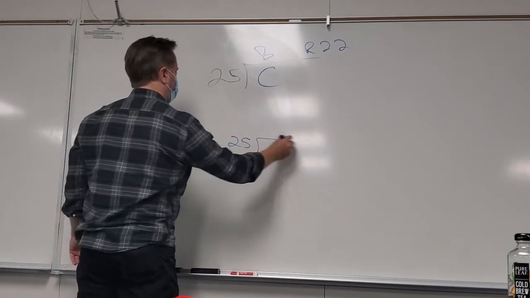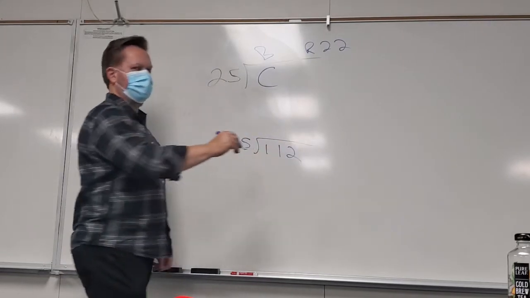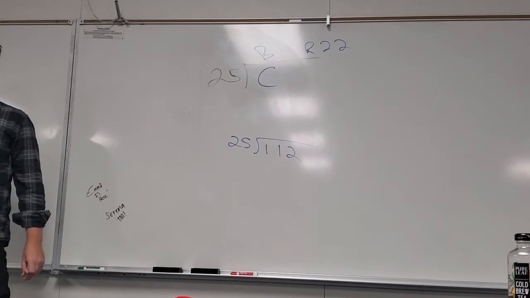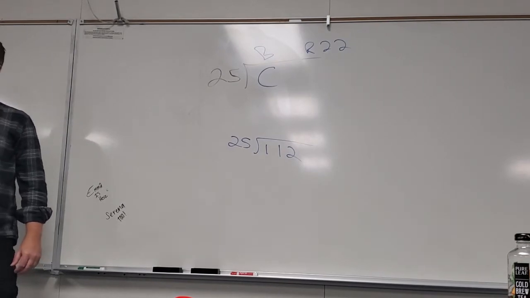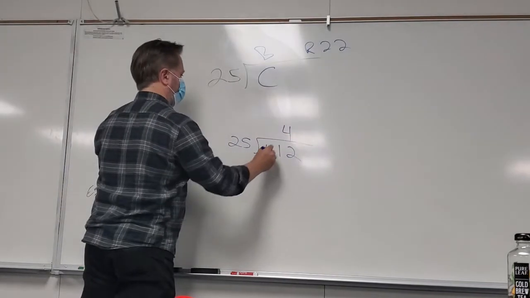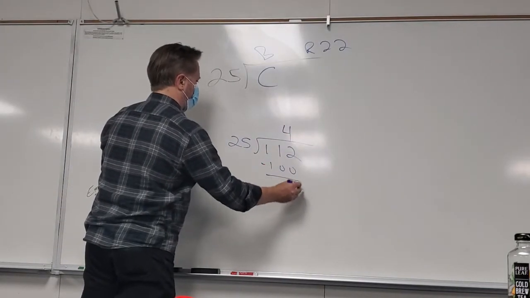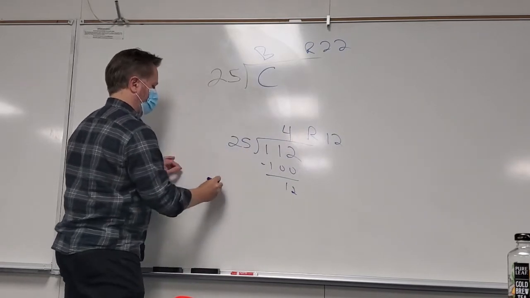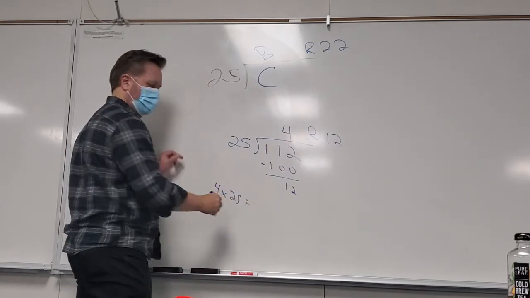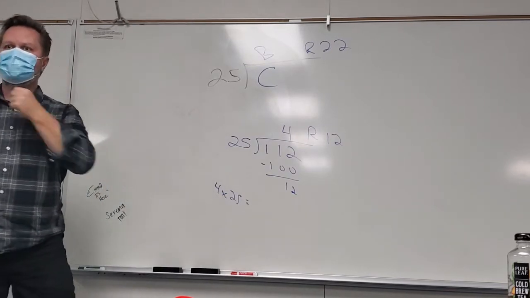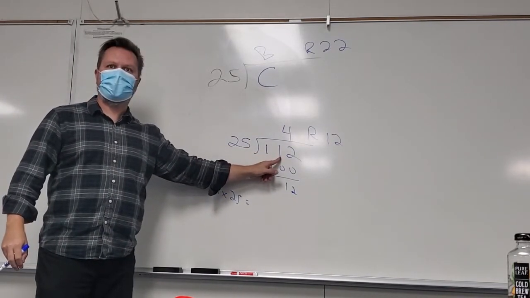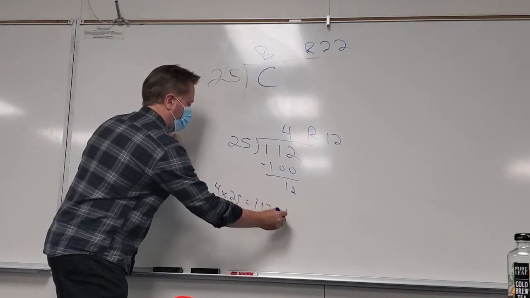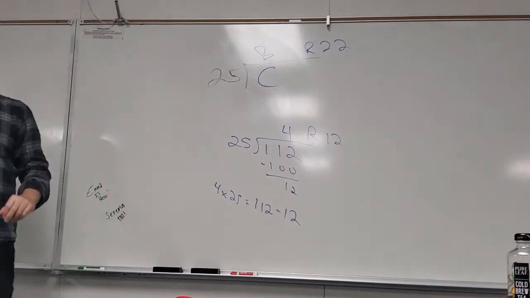What about 25 into 112? How does that work? 25 goes into 112 how many times? 4. With how much left over? 12. What's 4 times 25? 100. Which is how related to this? It's exactly 12 less than that, right? Yes? Do you guys see that?